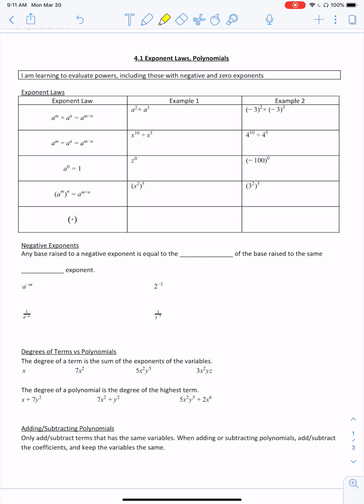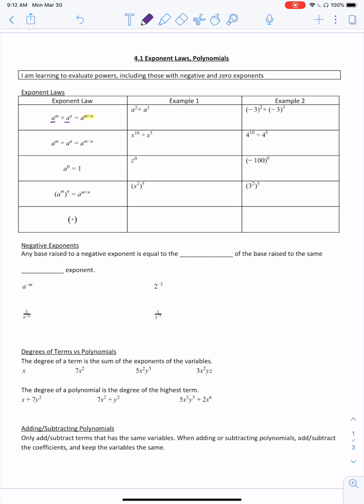So we're going to be reviewing our exponent laws from grade 9, and then we'll be adding on a few new ones. So our first one here is our multiplication exponent law. And the first thing I always need to check is that I have the same bases. So because these both have a base of a, I know I can use my exponent laws. And then because I am multiplying my two terms, I'm going to add my exponents. So I keep my base and I add my exponents.